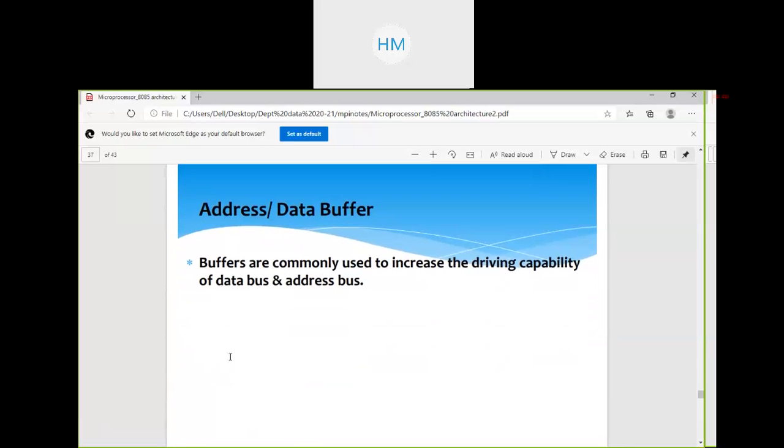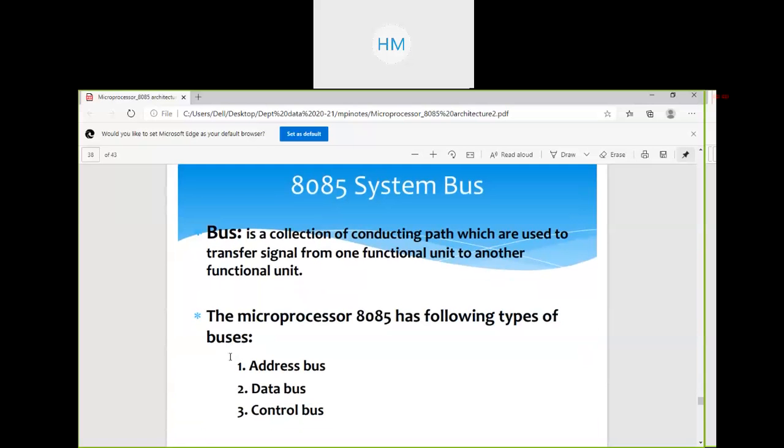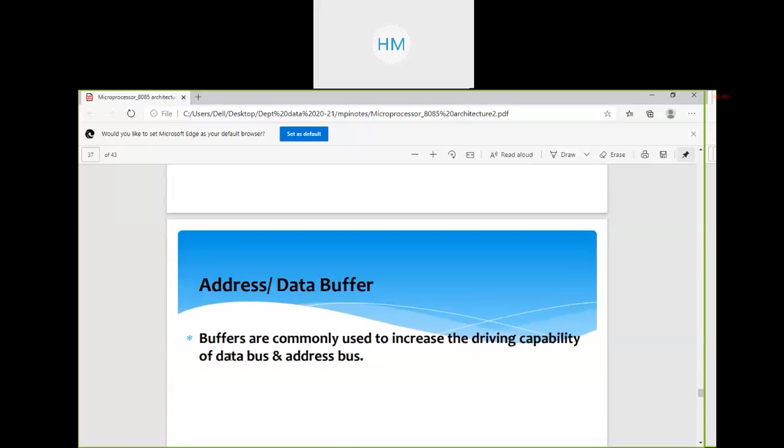Address data buffer. Buffers are commonly used to increase the driving capability of the data bus and address bus. The 8085 bus systems we will discuss next.